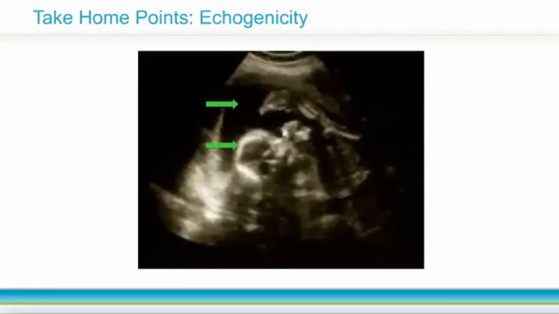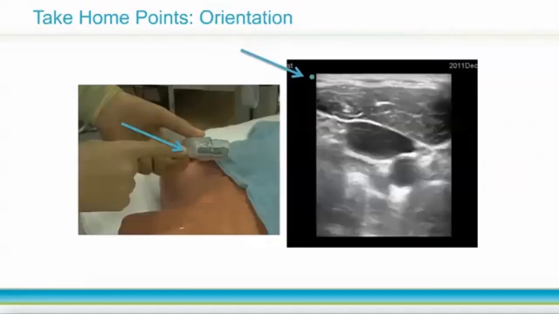To summarize key points from this presentation, simple fluid is anechoic or black. Bone, air, diaphragm, and pericardium are hyperechoic, or white. Other soft tissues are shades of gray. The indicator on the transducer corresponds to the orientation mark on the image. In later modules, we will discuss using this mark to navigate as you scan.